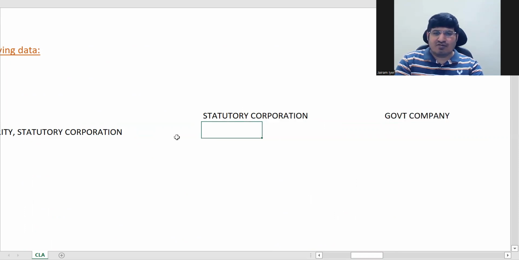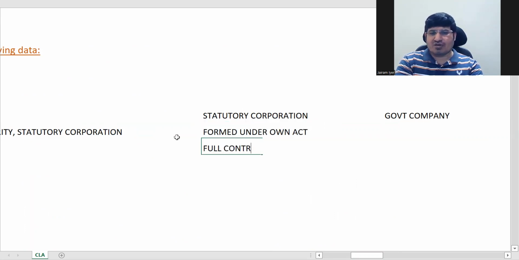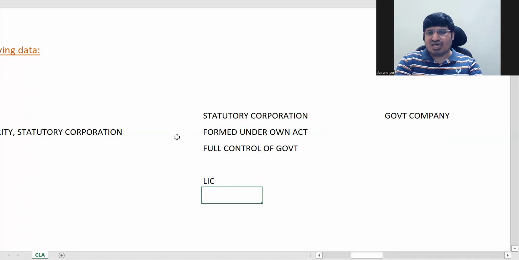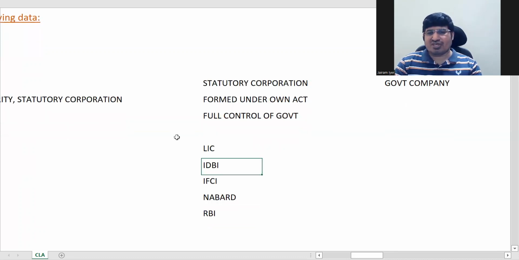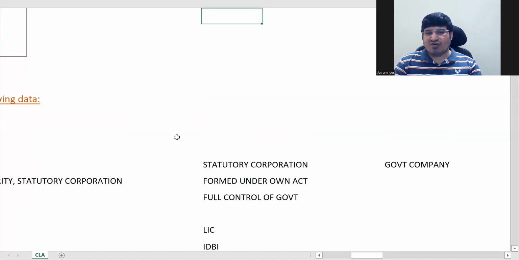Okay, this is formed under its own act. So full control of the government. Because it's formed under its own act. Like you have LIC, Life Insurance Corporation, IDBI, IFCI, NABARD. There are many such statutory corporations. Even RBI is a statutory corporation. So it has got full control.